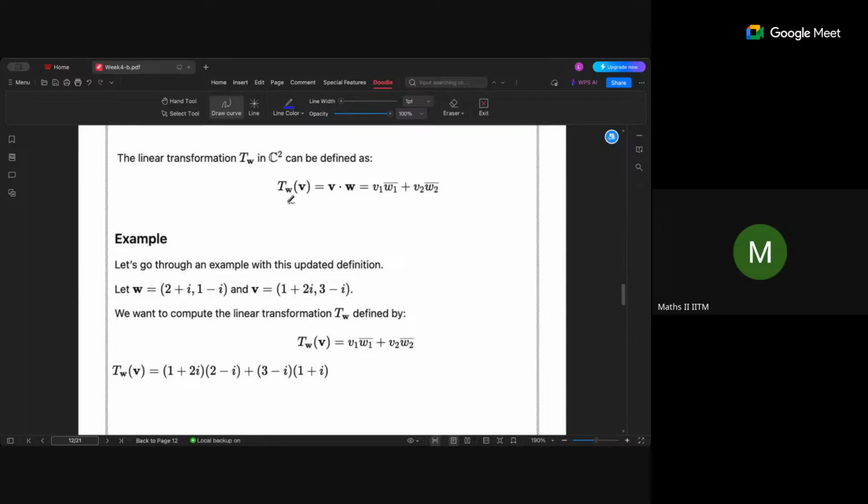Exactly the same process. In the case of real, what was the matrix? The matrix was simply given by [W1 W2]. Exactly. Now I'm saying the answer is exactly the same process. So tell me, what is the matrix representation for this in C2?